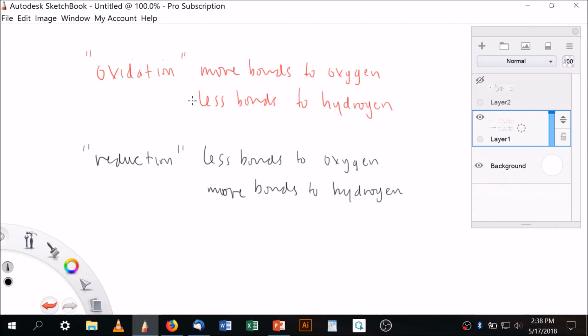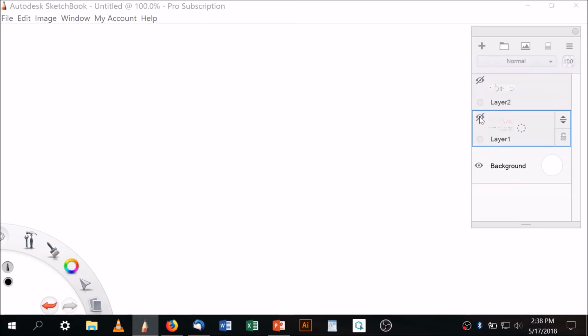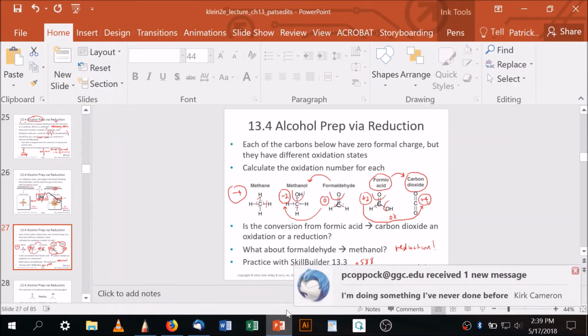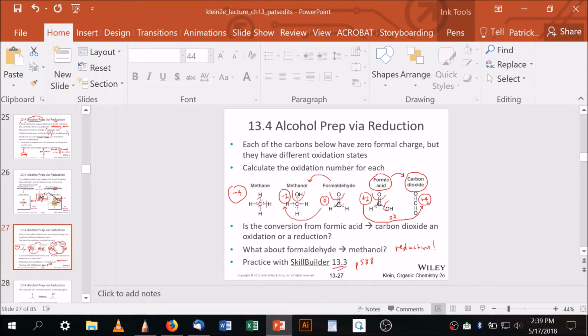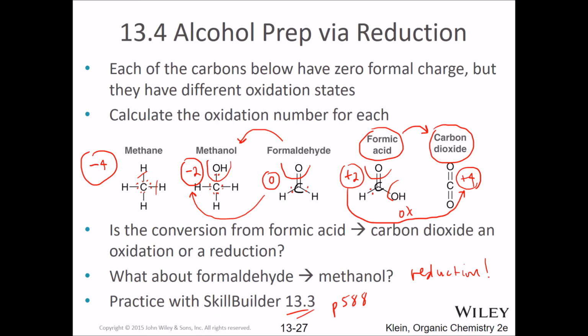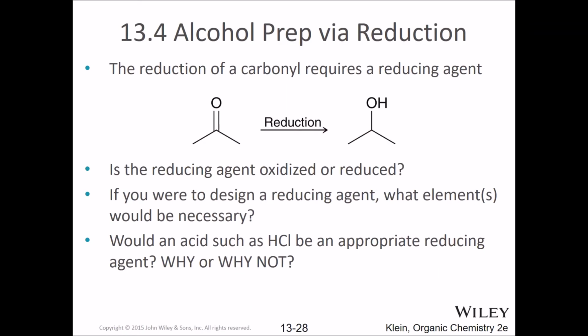All right, so oxidation is more bonds to oxygen. Look at that. And reduction is fewer bonds to oxygen. Anyways, that may help you in the future. Let's go back to this presentation here, and say Shift F5. Okay, so let's move on. Don't forget what we're doing here is setting the scene, so we can learn more reactions to make alcohols, okay?